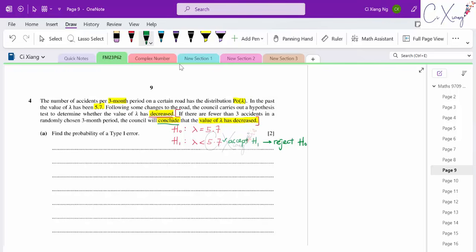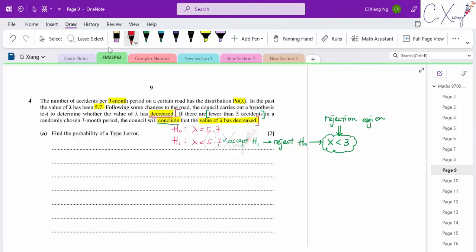Okay, when do we reject the null hypothesis? Again, according to the question, if we have fewer than 3 accidents, then we reject the null hypothesis. So fewer than 3 accidents means x smaller than 3. And from here, you know that x smaller than 3 will be our rejection region. Because when x is smaller than 3, we will reject the null hypothesis, or we will conclude that we have enough evidence to accept the alternative hypothesis. So this particular value is our rejection region.